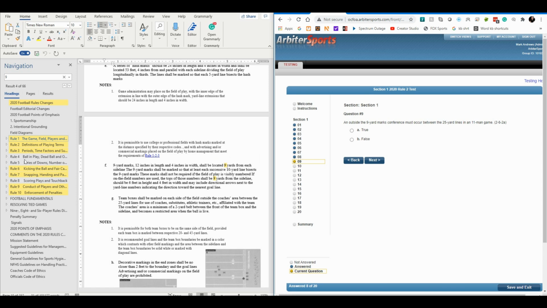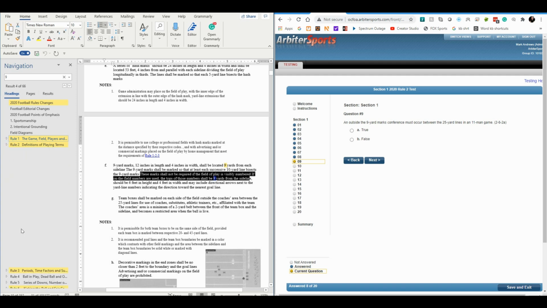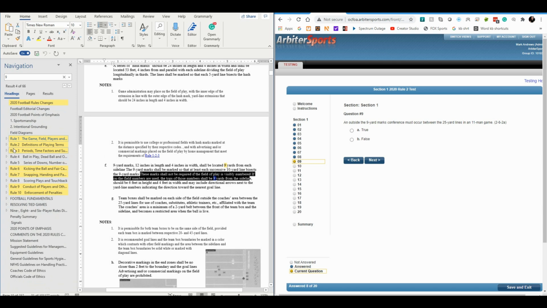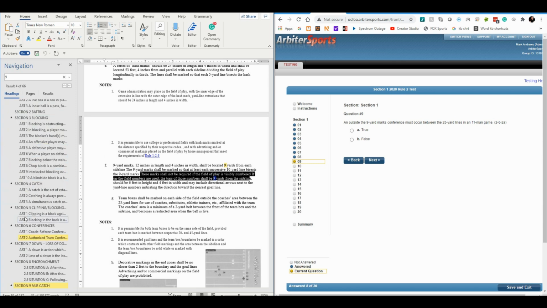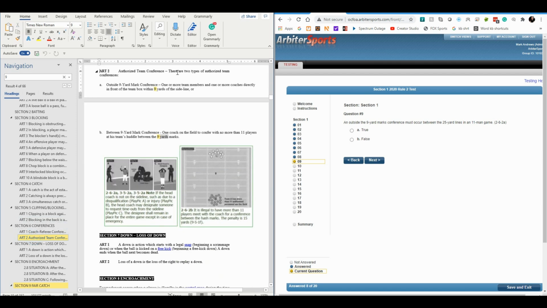So, 262, we're going to go to Rule 2, Section 6. Authorized team conference. There are two types of authorized team conferences. Outside the 9-yard mark and between the 9-yard marks. So between the 9-yard marks means between the top of the numbers on one side of the field and the other. Again, confusing as hell. I don't know why they don't just say whatever.